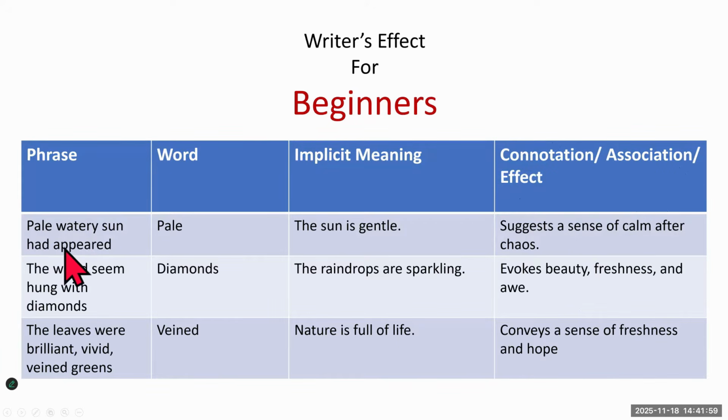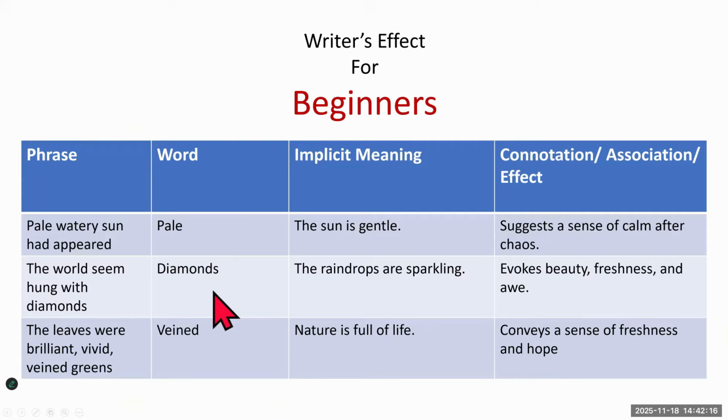A pale, watery sun had appeared. So the word pale suggests that the sun is gentle. Also suggests a sense of calm after the storm, the chaos. The world seemed hung with diamonds. So the word I want to zoom in on is diamonds.